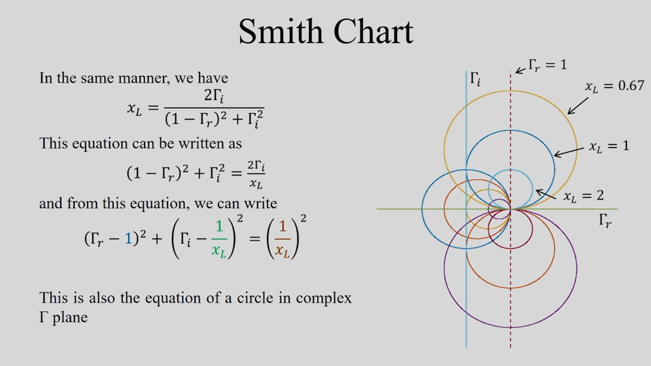We notice that we have two sets of circles. We find that XL can be positive or negative. So, based on that we will get these two sets of circles, and here we see that for negative XL, the centers move in this part of the gamma r is equal to 1 line.